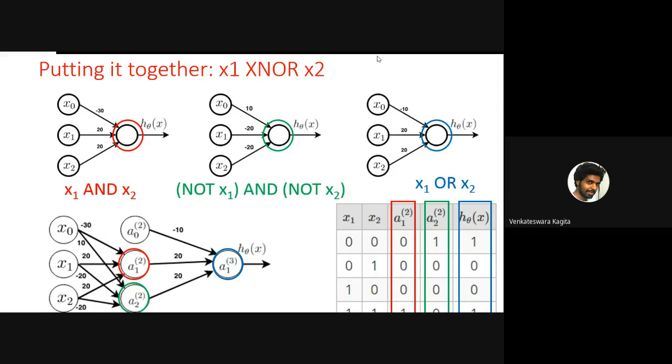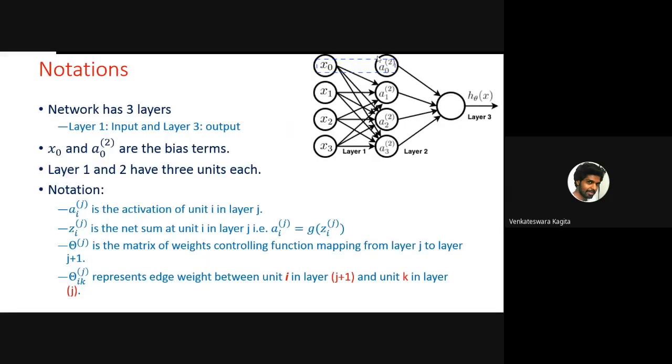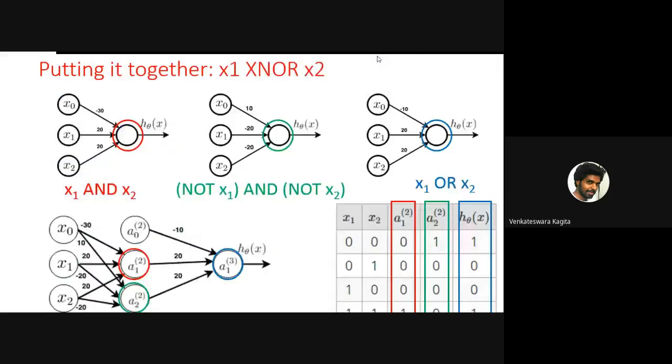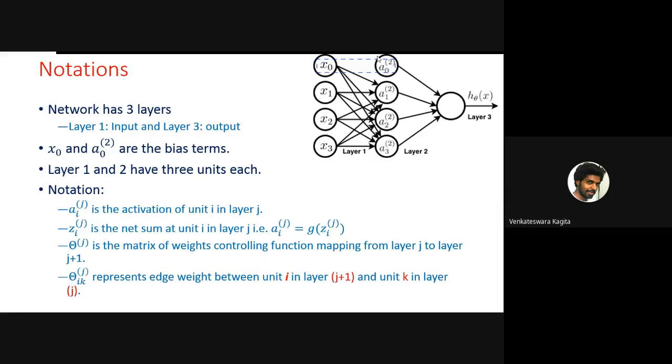Understood? Following me? So we'll go. Now we'll try to understand this in depth. This is the motivation for why you have to go for neural networks. Now we'll see the notations and details of neural networks.